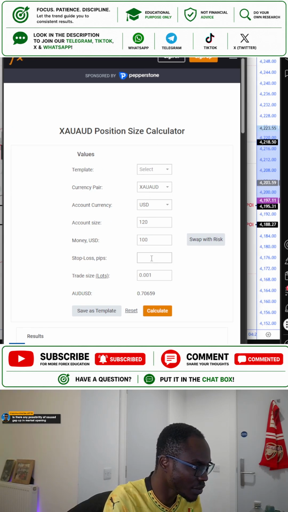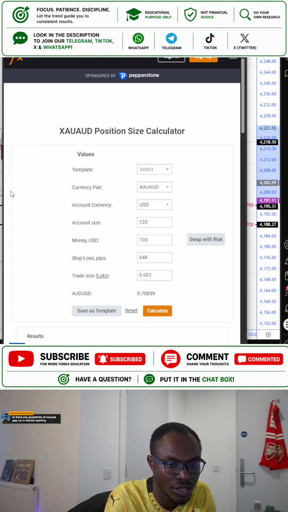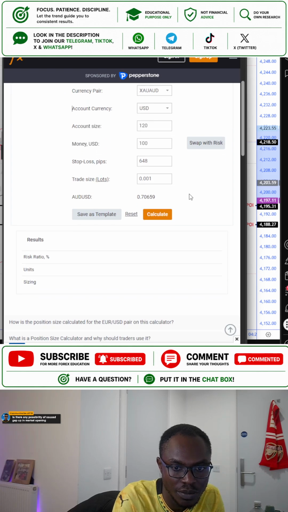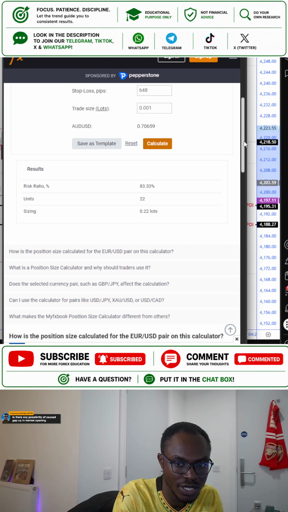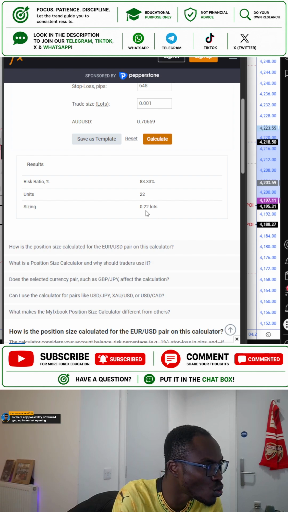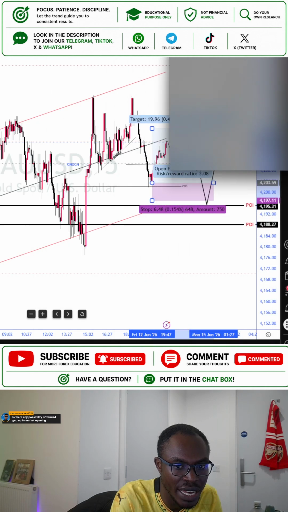Stop loss in pips will be what? 648. Okay, stop loss in pips will be 648. Then we move downwards. Then you now press on calculate the lot size. When you calculate the lot size, for you to risk $100 on that particular trade, you need to place a trade of 0.22. So 0.22 is the lot size that you use for this trade here.